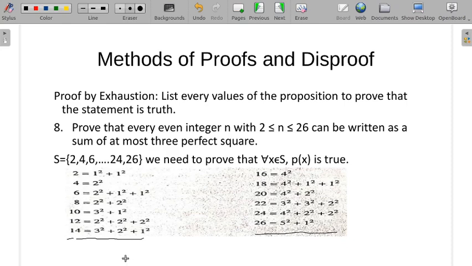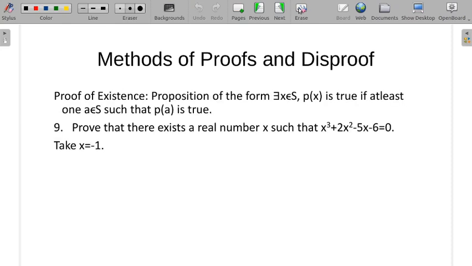So all even integers from 2 to 26 are proved to be the sum of at most 3 perfect squares, not exactly 3 perfect squares. At most, it may be 1 perfect square, or 2 perfect squares, or the sum of 3 perfect squares. So the next type of method of proof is the proof of existence.